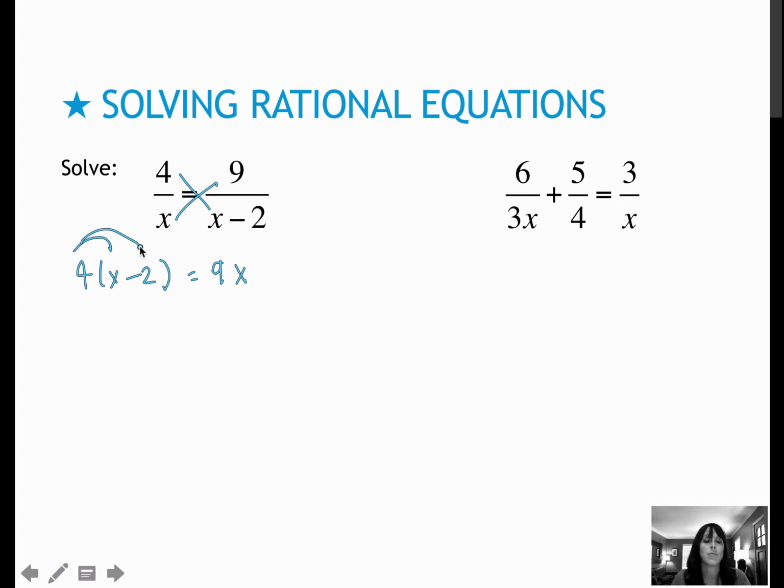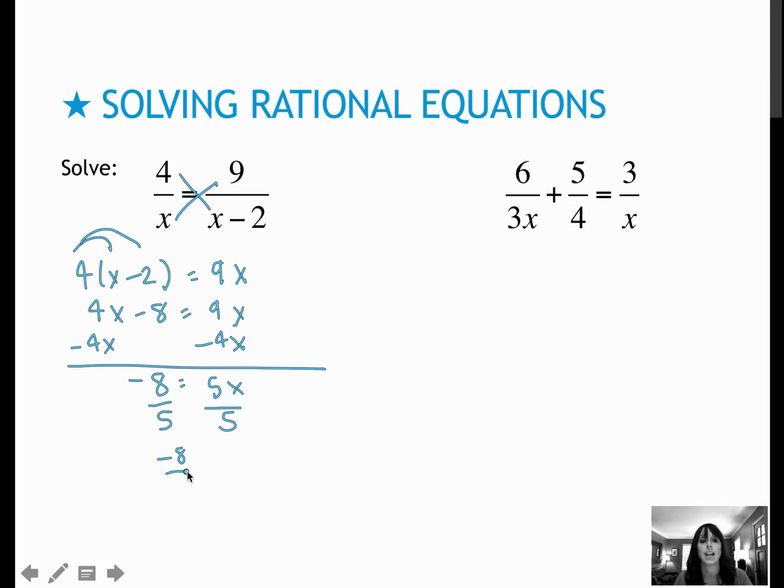I would distribute that 4, of course, so 4x minus 8 equals 9x. I would subtract 4x from each side. That gives me negative 8 equals 5x, and then divide by 5 to get negative 8/5. Again, always check it against your domain so we know that x can't be 0. Oops, can't be 0, and x can't be 2 because 2 minus 2 would be 0. And so that one's okay.